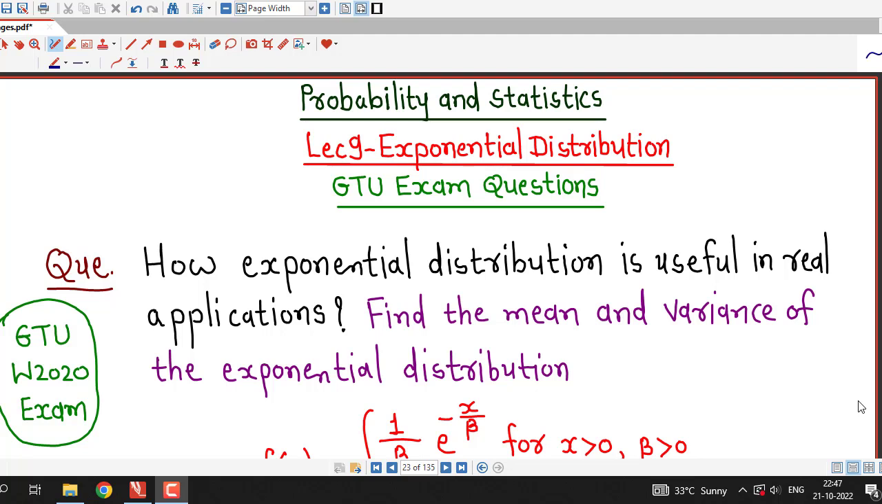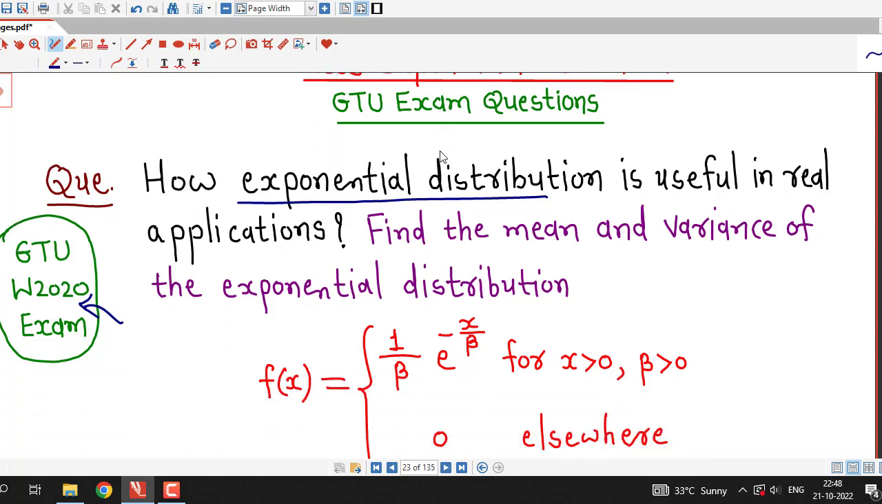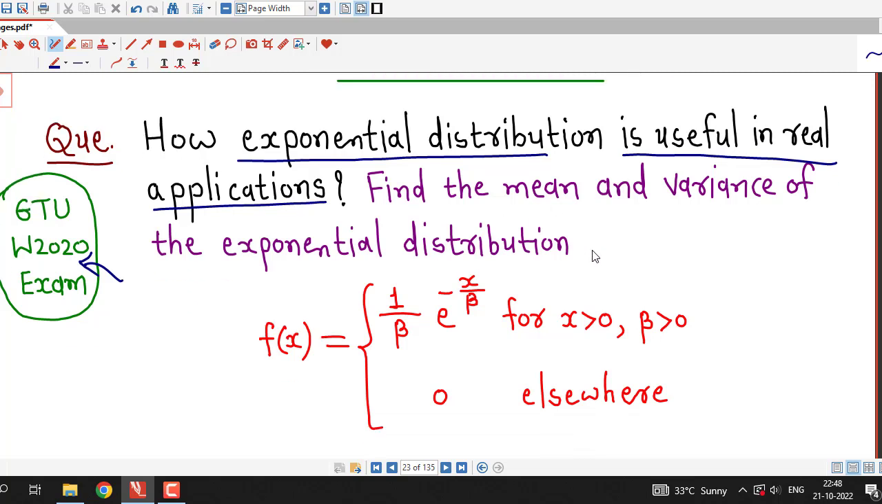In this lecture we are going to discuss this question about exponential distribution which was asked in the GTU Winter 2020 exam for the probability and statistics subject. The question is how exponential distribution is useful in real applications, and find the mean and variance of the exponential distribution given in this way.